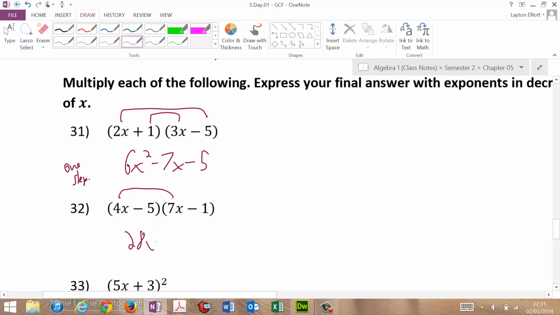28x squared, then you're going to do the outer and the inner, minus 4 minus 35, which is minus 39x, and then the last you can see is plus 5.